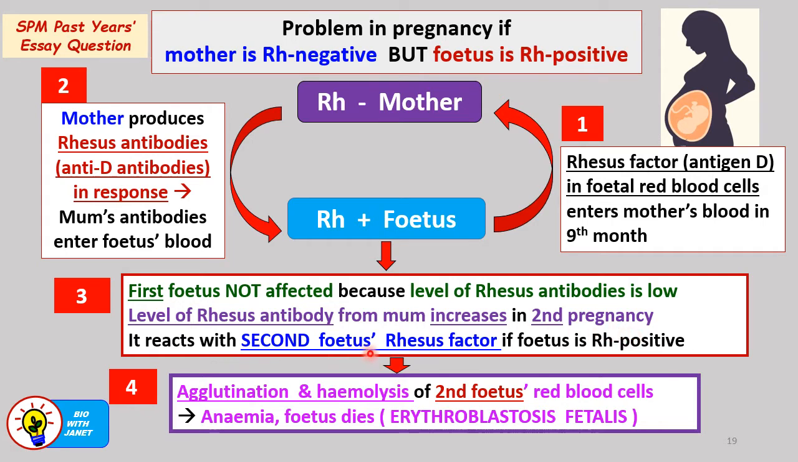This time it reacts with the second fetus's rhesus factor and destroys the red blood cells. Okay, so the response will be now greater. There's agglutination or clumping together of the red blood cells of the fetus, and hemolysis, meaning destruction of the red blood cells of the second fetus, all right. Thus, the fetus will suffer from anemia and it may die, right? So when it dies, then the mother may suffer a miscarriage where the fetus comes out from the uterus. That is called keguguran anak. This condition is known as erythroblastosis fetalis.